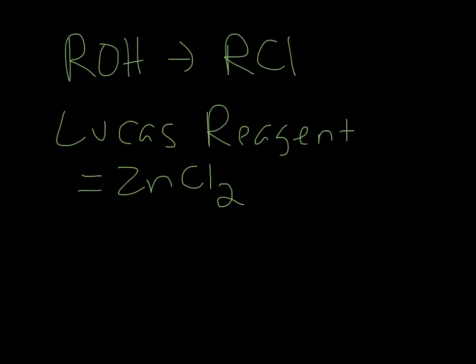And this is sort of an activator for this reaction. Cl- is a weaker nucleophile than bromine because it's smaller and it's less polarizable. So the zinc dichloride in there can really help activate this reaction and get it to go at a quicker rate.